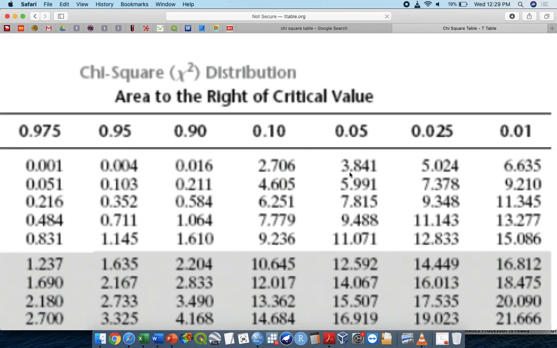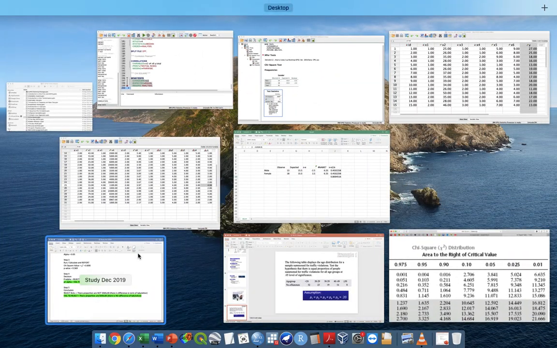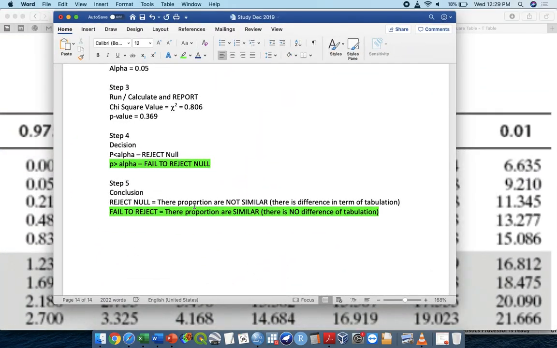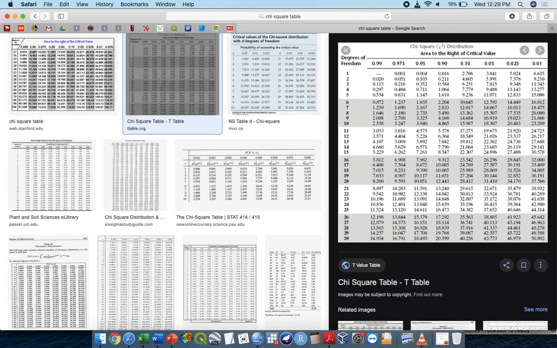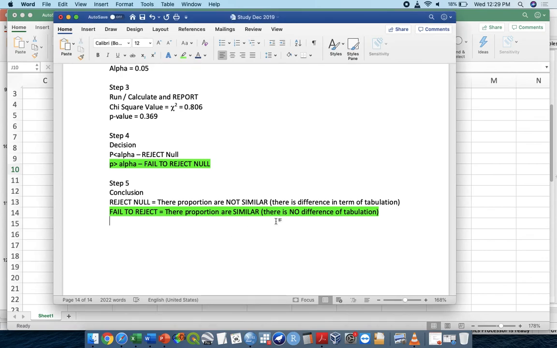Therefore, our value is what? 0.806. That means it's inside or outside this value? Inside. So when inside, we fail to reject the null, and the p-value also indicates that the p is more than our alpha, and that's why we fail to reject the null hypothesis. Do you understand? When we say that we fail to reject the null hypothesis, that means there is a similar proportion of male and female distribution among the samples at the level of significance p less than 0.05.